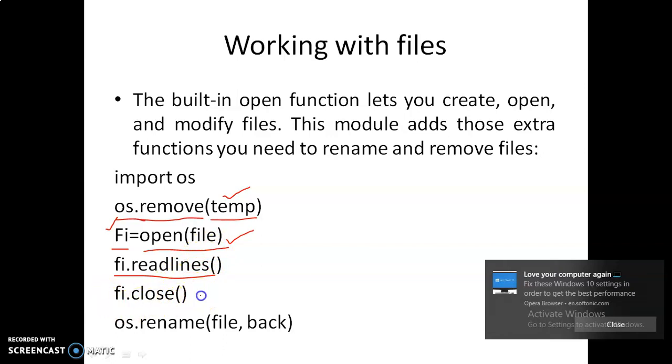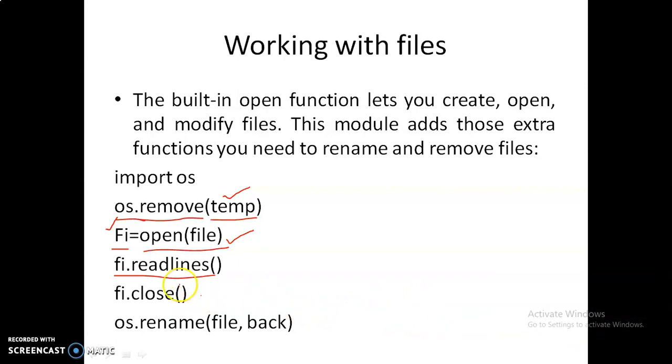The close function is to close the file that is created in the system, so we can temporarily close the file. Then we can rename the file. Using os.rename, we can rename the file. We give first the old file name, then the new file name, and it renames the old file with the new file name. Okay, next.